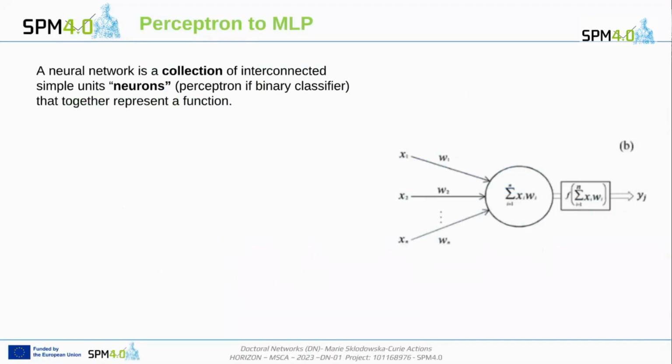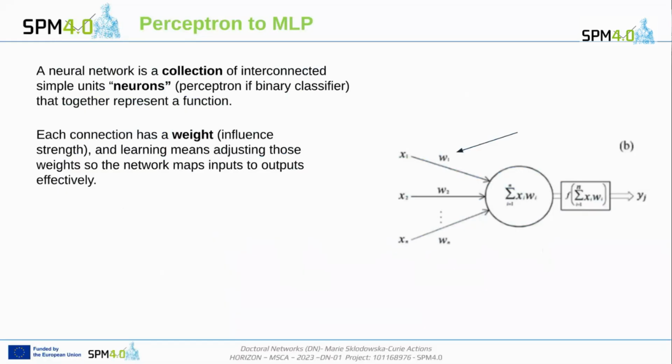Okay, so as you probably know, neural networks are collections of interconnected neurons. Some would call a single neuron a perceptron. It's a binary classifier, but all neurons are perceptrons. And together they represent a compositional function. Each neuron has a weight or weights, as well as inputs, which from now on are the x vector. And the neural network learns by adjusting the weights. But more about that later.